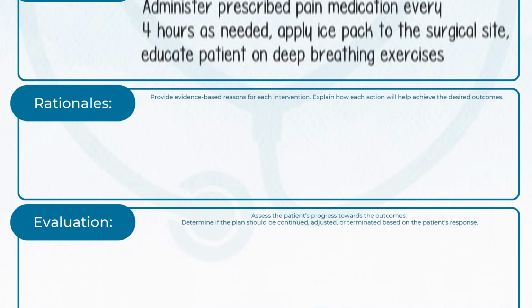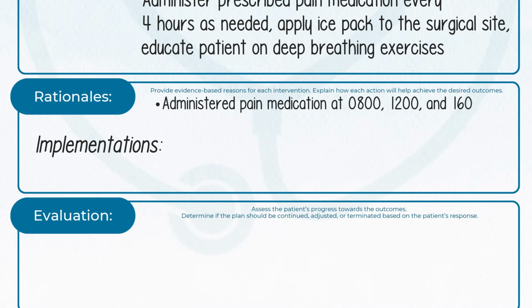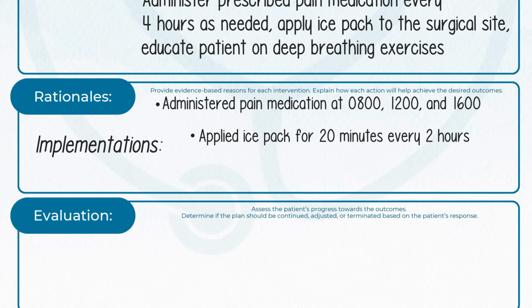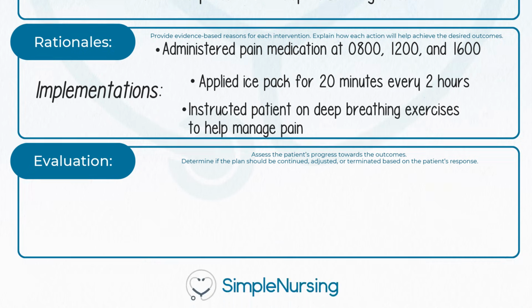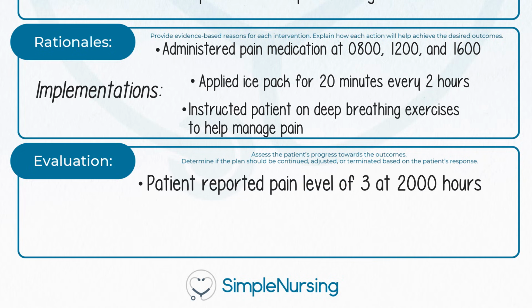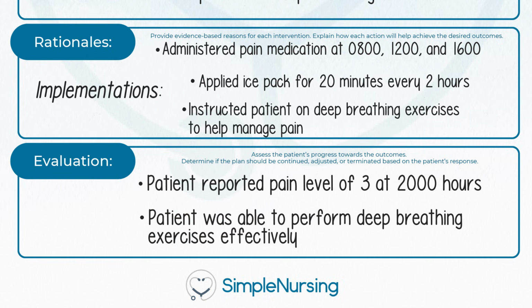Now moving over to implementation. Administer pain medications at 8 o'clock, 12 o'clock, and 1600. Applied ice packs for 20 minutes every 2 hours. And lastly, instructed the patient on deep breathing exercises to help manage the pain. And lastly is evaluation. For example, the patient reported pain level of 3 at 2000 hours. Or the patient was able to perform deep breathing exercises effectively.